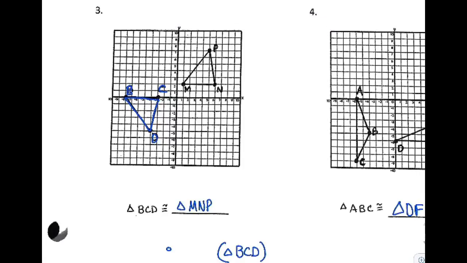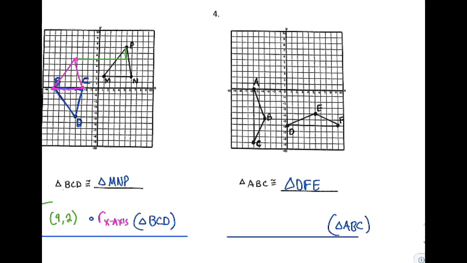We are taking triangle BCD and mapping it onto MNP. The first step I'm going to do is reflect it over the x-axis. So I'm going to reflect it over the x-axis, step 1. And then step 2 will be to translate it over 1, 2, 3, 4, 5, 6, 7, 8, 9, and up 1, 2. Then I translated it over 9 and up 2.